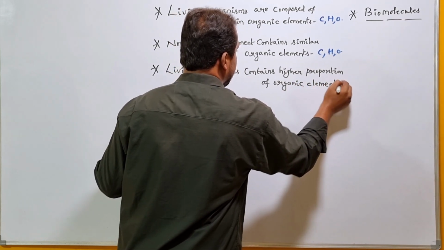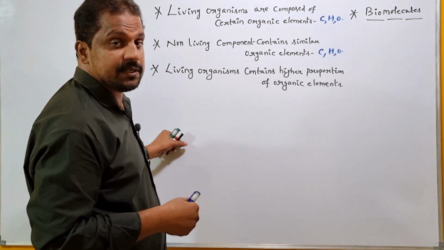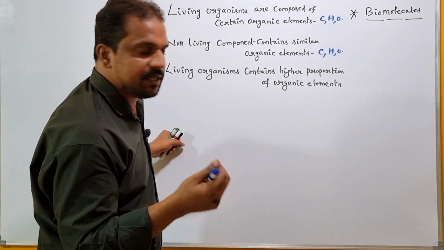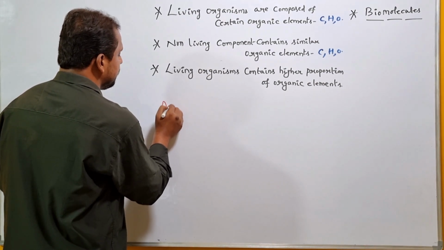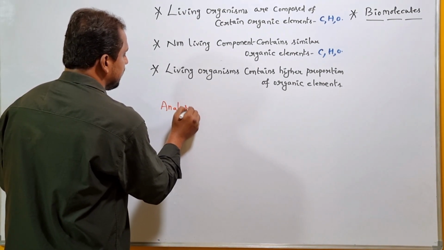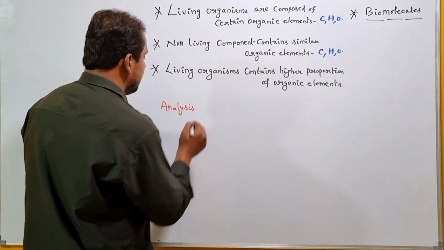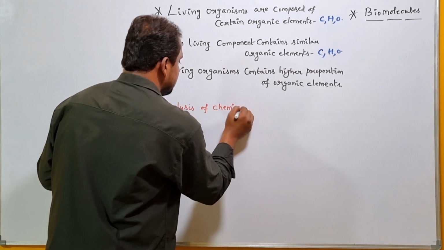Then, how can we analyze the chemical composition of a living tissue? In order to do so, we should consider one particular living tissue. It may be a plant tissue or animal tissue. Analysis of chemical composition.